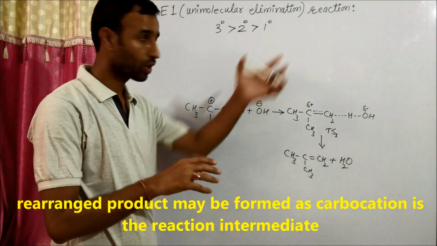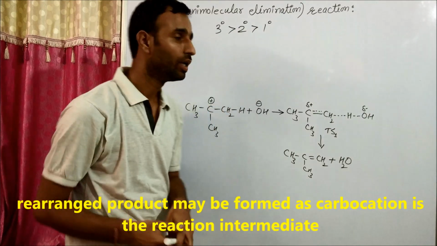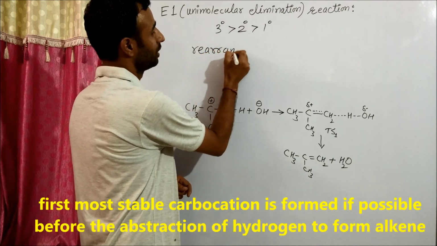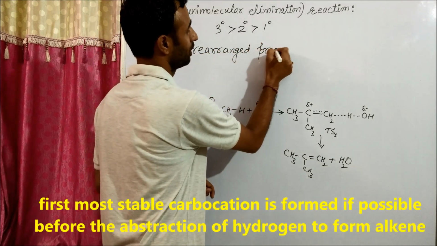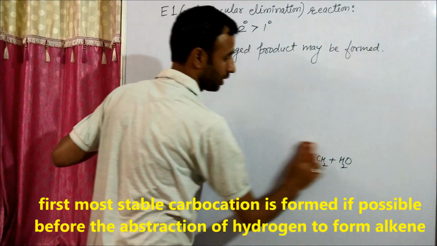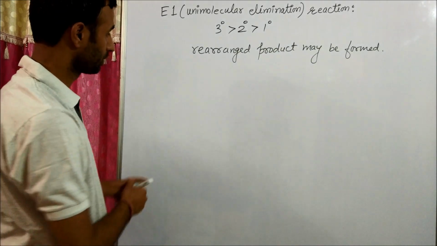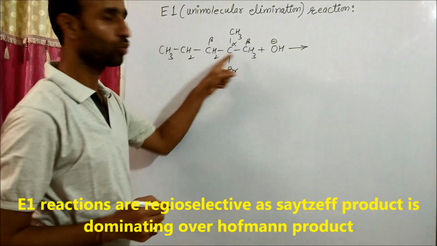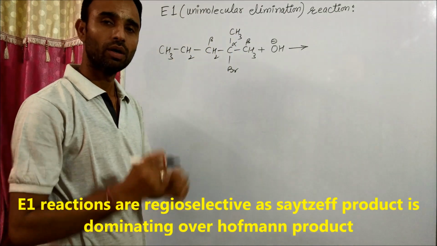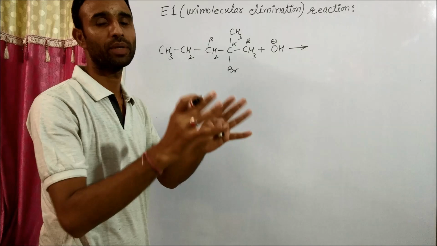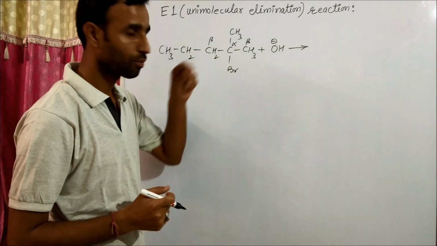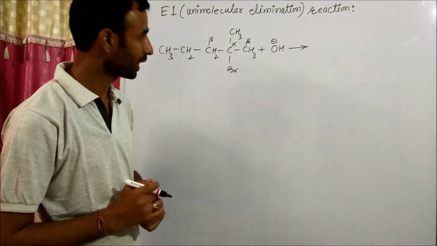As carbocation is formed as the reaction intermediate, rearrangement can take place. That means in the E1 reaction, a rearranged product may be formed. Now if we have an option of choosing between two types of beta hydrogen, in the E1 mechanism the Zaitsev product is always the major product, because carbocation is formed in this reaction.